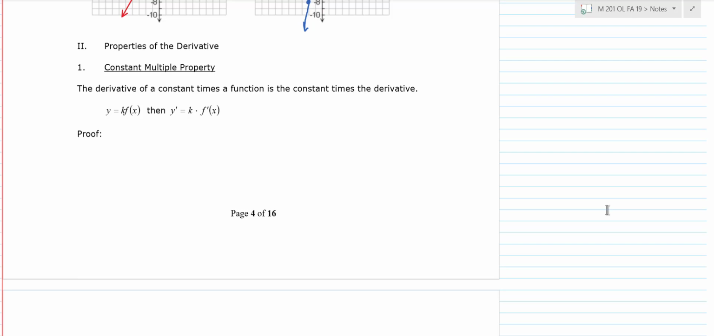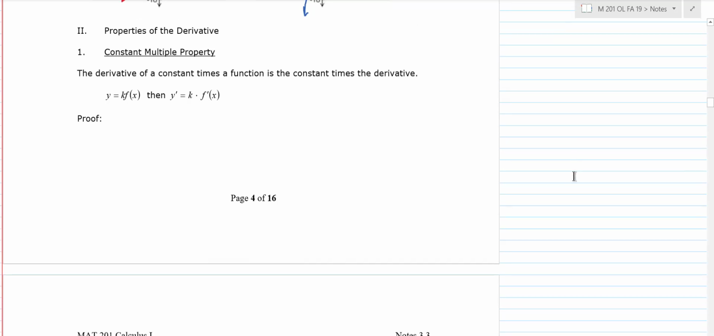We're going to move on a little bit with some more derivative rules in part 2 of my video here. So let's start with the constant multiple property. You'll use this all the time. The idea is if you have a constant, k, multiplied by a function, when you do the derivative, you just ignore the k and write it down, and you multiply it by the derivative. So an example of that would be something like this.